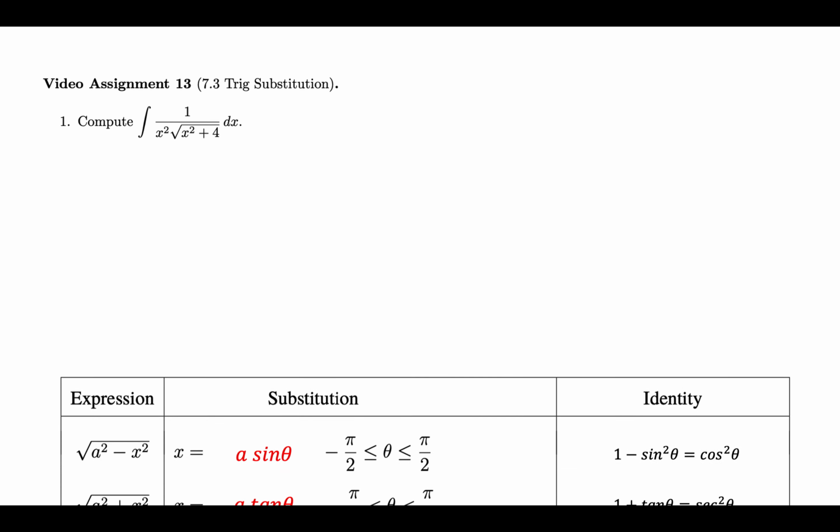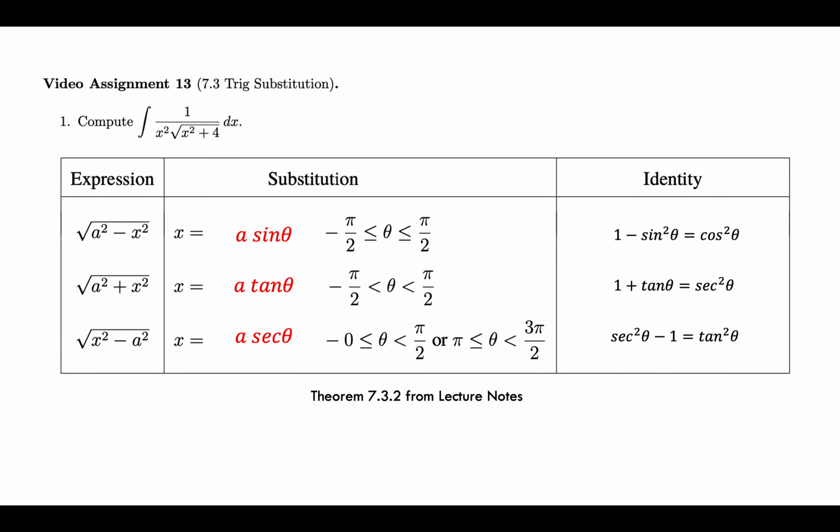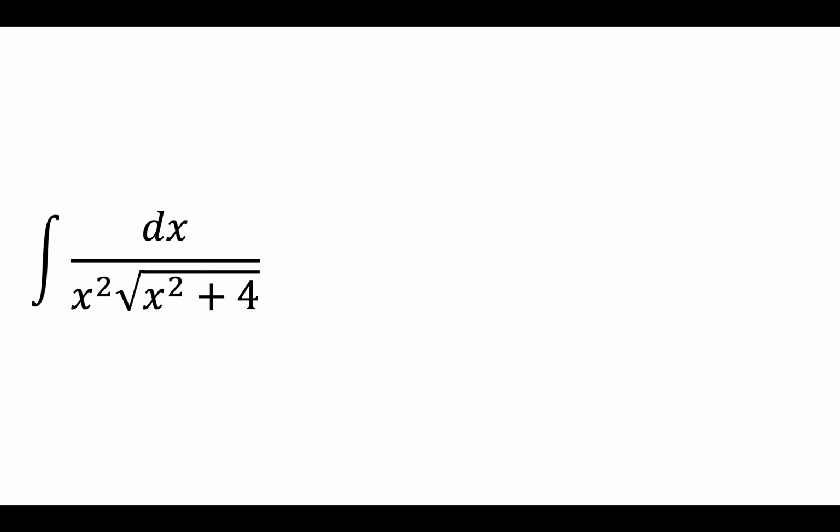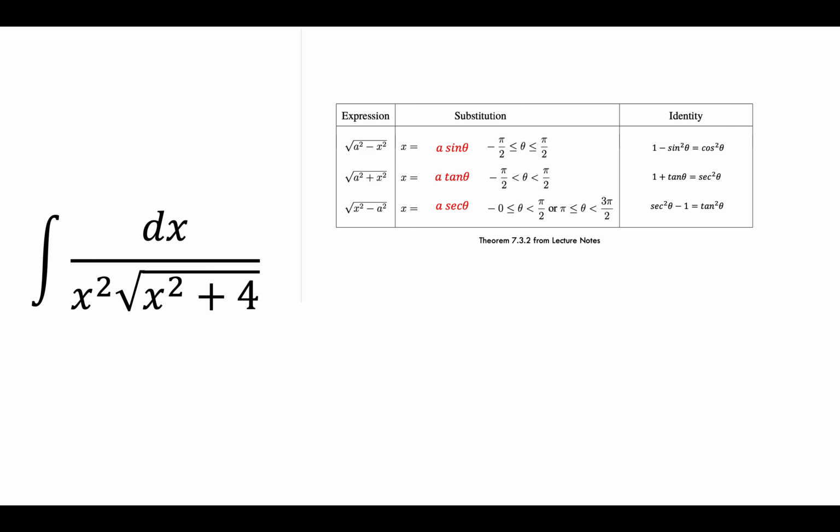For our first question, we are asked to compute the integral of 1 over x squared times the square root of x squared plus 4 dx. And this chart will be very useful. It's from theorem 7.3.2 from the lecture notes. So here again is our equation and the chart.